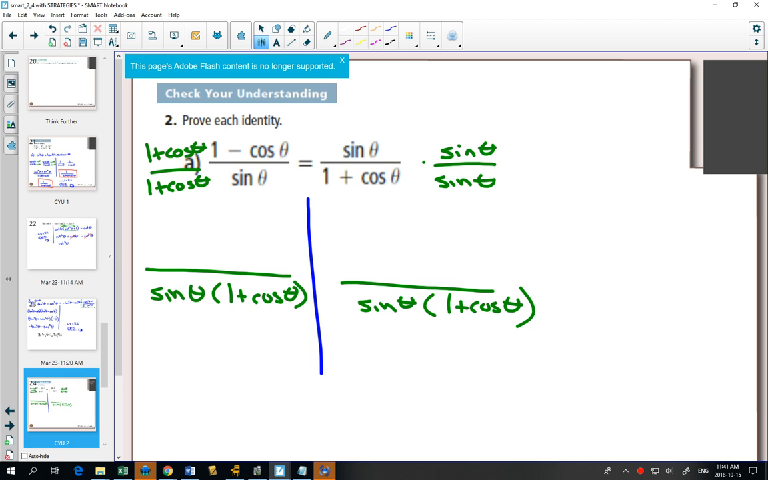And maybe, if my denominators are the same, there's something I can do in my numerators. On the left side, what happens when you multiply 1 plus cos theta times 1 minus cos theta? Those are conjugates of each other, and when you multiply conjugates together, you get a difference of squares. So if you FOIL that out and simplify, you get 1 minus cos squared theta. And on the right side, sine times sine becomes sine squared theta.